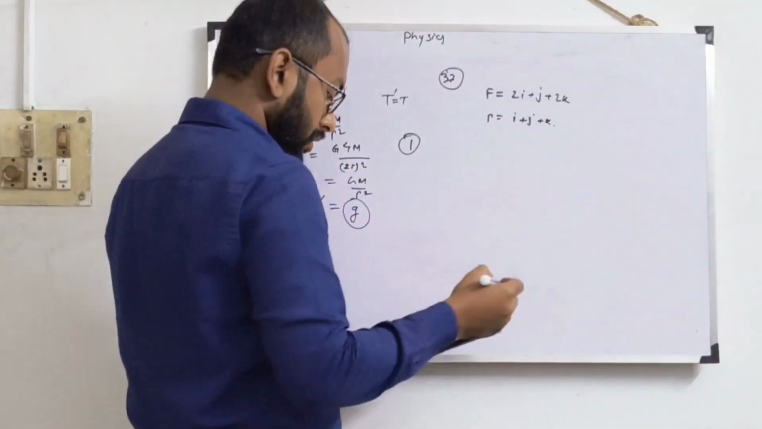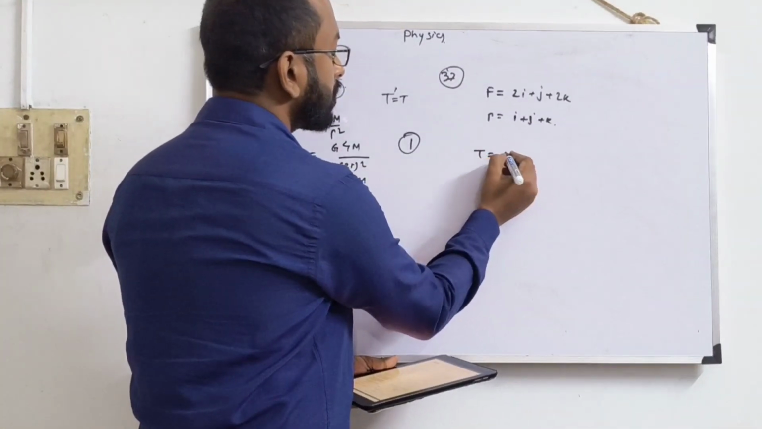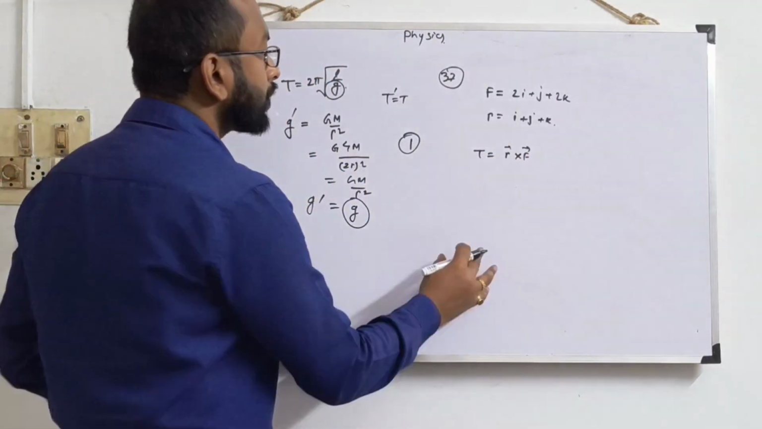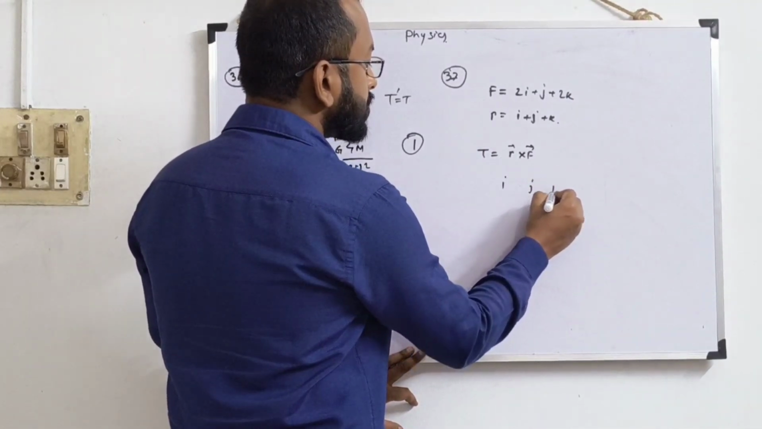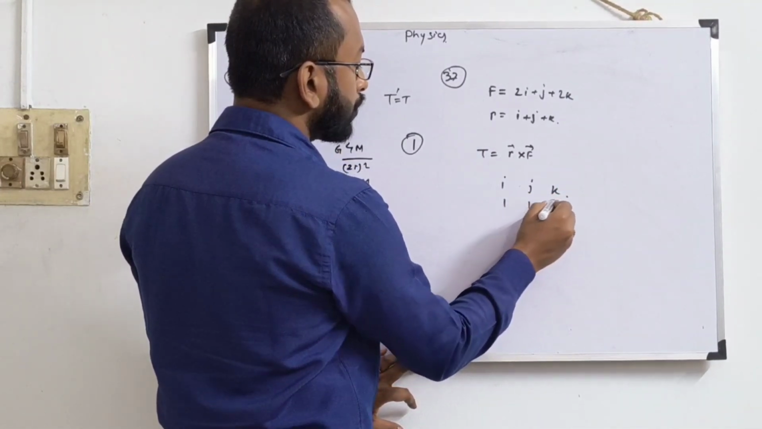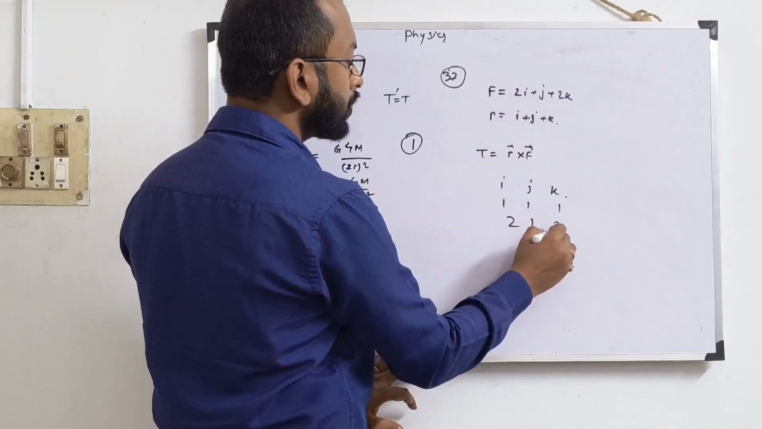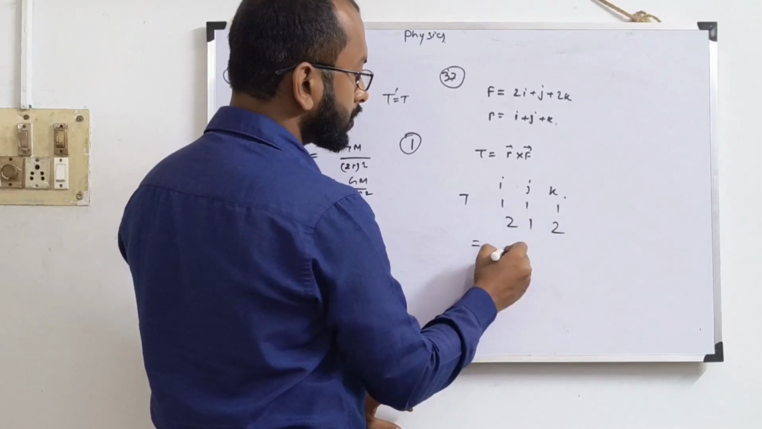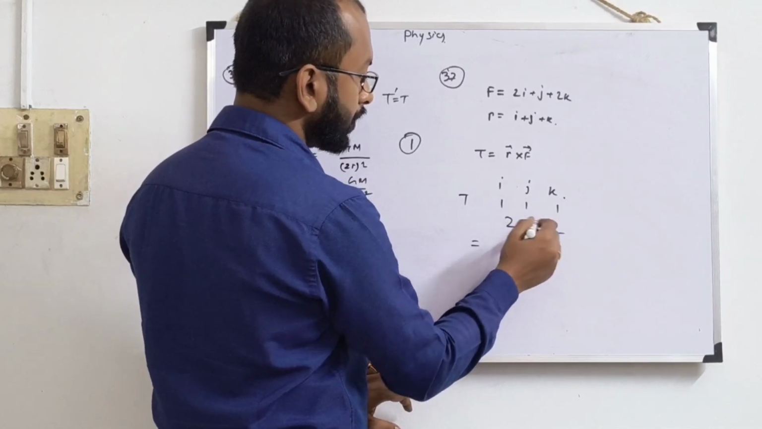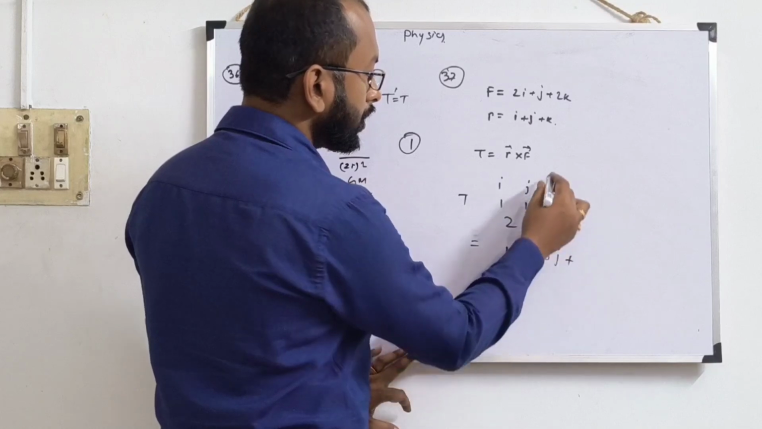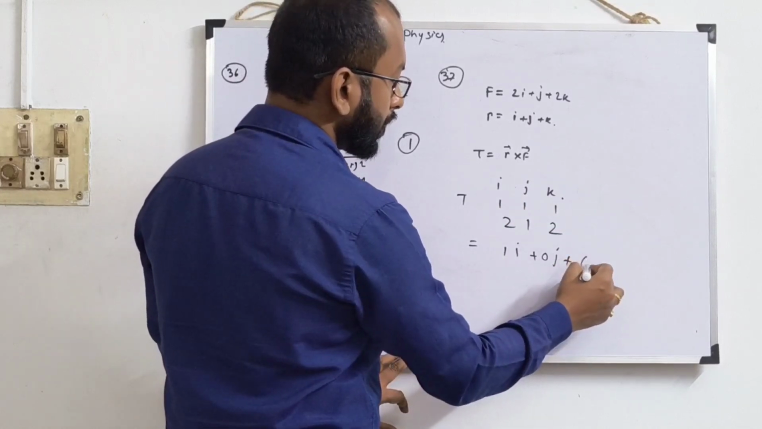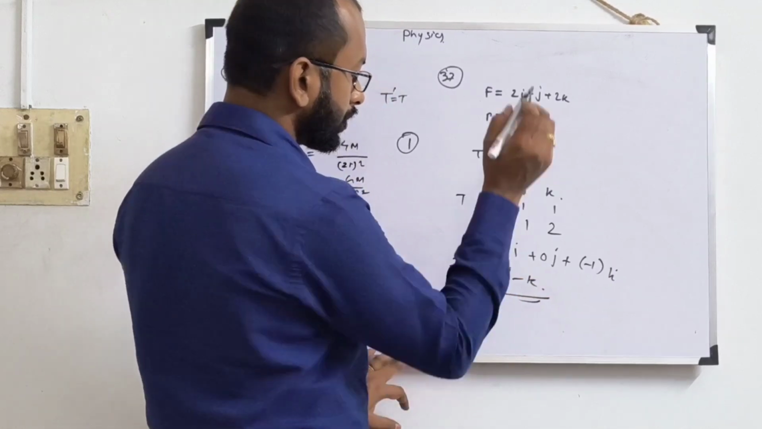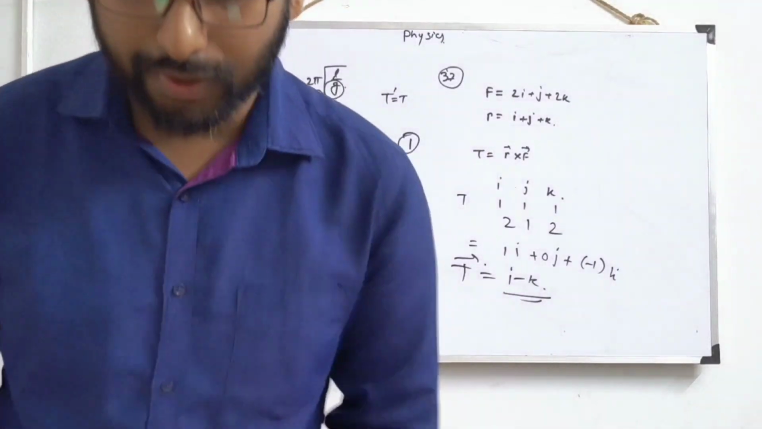So the torque is basically R cross F, the moment of the force. Then I directly do it. So i, j, k, R I will first write 1, 1, 1, and F 2, 1, 2. So torque is becoming i multiplied by 1, j by 2 minus 2, that is 0, k by 1 minus 2, that is minus 1. So i minus k is the answer, that is the torque. That is option number 3.